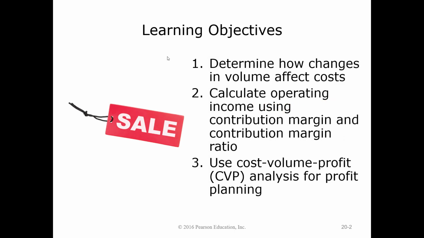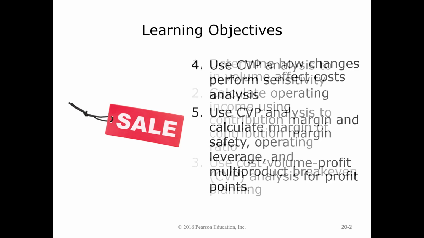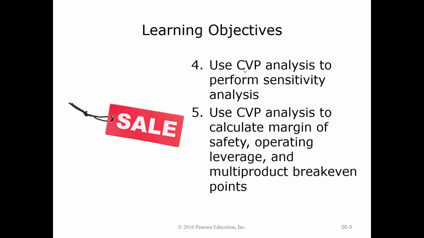First of all, the learning objectives of the chapter are to determine how changes in volume affect cost, calculate operating income using contribution margin and contribution margin ratio, use cost-volume-profit analysis for profit planning, use CVP analysis to perform sensitivity analysis, and use CVP analysis to calculate margin of safety, operating leverage, and multi-product break-even points.